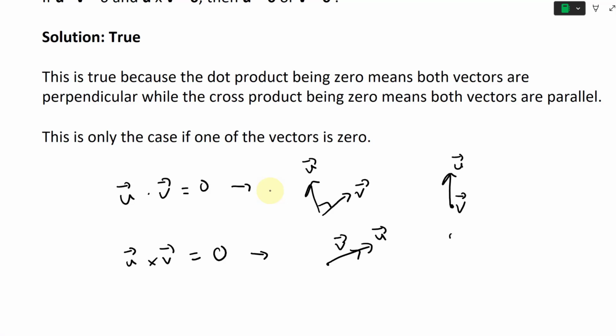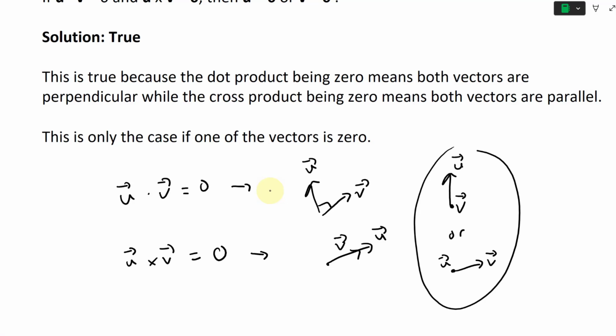Or you'll have u as the 0 vector, and then v is the non-zero vector. That's the only way you can have parallel and perpendicular, if one of them is just 0, a special type. It just doesn't have any value there.